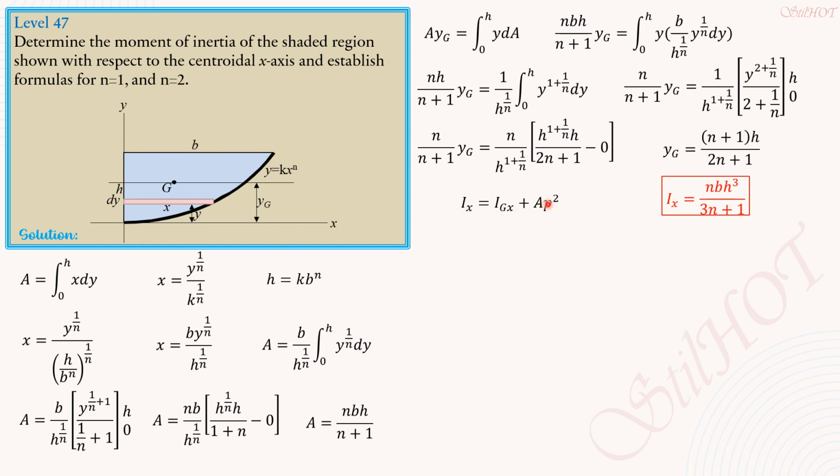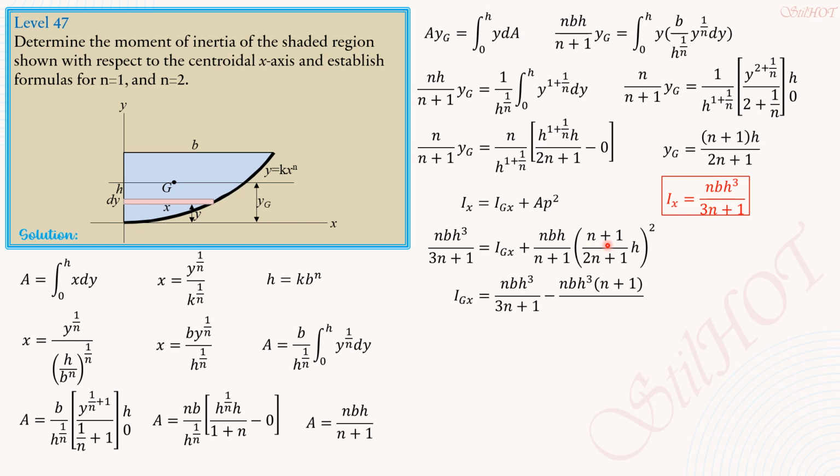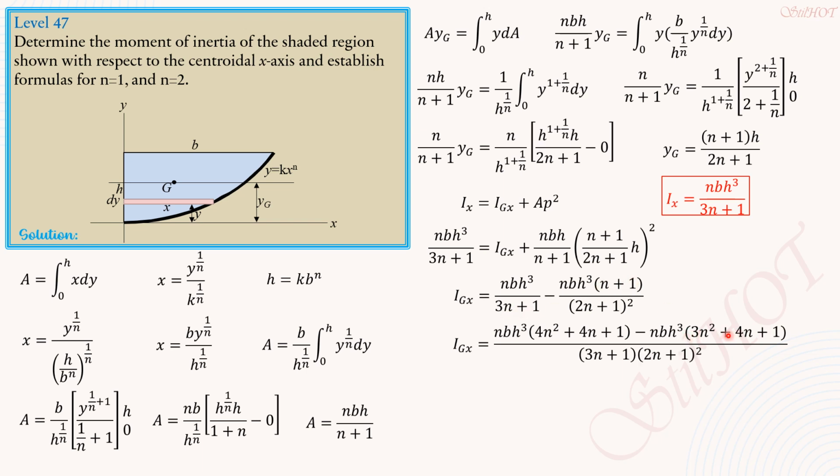So substitute here. Area is nbh over n plus 1, and p is yg, the distance between parallel axes. So nbh cubed over 3n plus 1 equals I_gx plus nbh over n plus 1 times (n plus 1)h over (2n plus 1) quantity square. So simplifying, I_gx equals nbh cubed over 3n plus 1 minus nbh cubed times (n plus 1) over (2n plus 1) square. So simplifying by algebra, I_gx equals nbh cubed (4n square plus 4n plus 1) after expanding this, minus nbh cubed (3n square plus 4n plus 1). So 3n plus 1 times n plus 1 is this expansion here. Then all over the LCD, which is (3n plus 1)(2n plus 1) square.